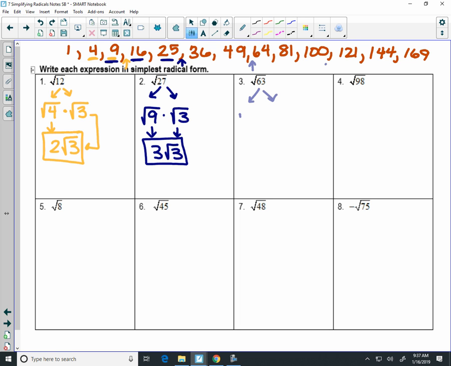So I'm always going to put that perfect square first. And then the square root of 9 is 3. The square root of 7 is not a nice number.